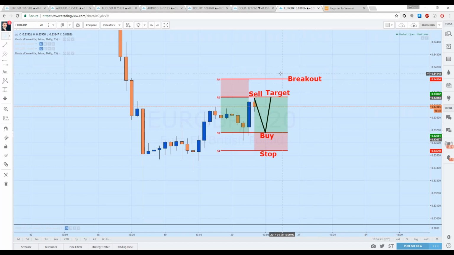However, whatever you decide, you can still use the pivots for key intraday pricing levels.